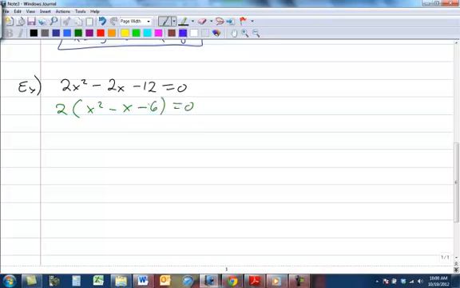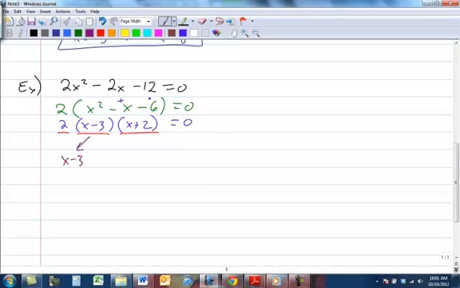Now, what multiplies to negative 6 but adds up to negative 1? This one's kind of an easier one. Hopefully you got x minus 3 and x plus 2. That's our factored form. Now, this here says 2 times, think of this as A, think of this as B. 2 times A times B. Now, this 2 has nothing to do with the answer. All right? We're only looking at our x's.